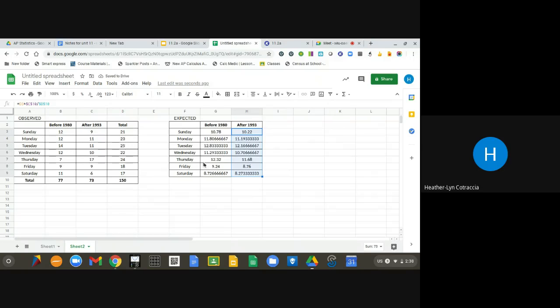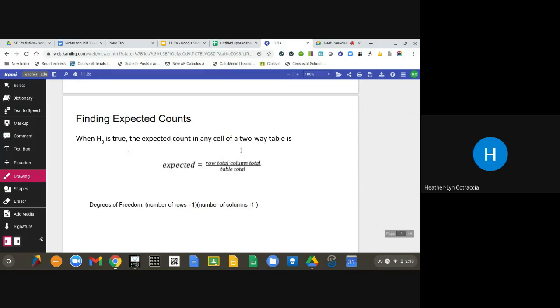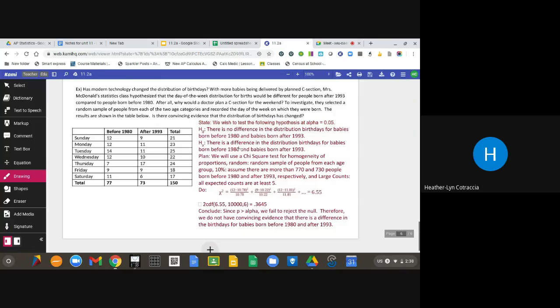Okay, so now we did that to find our expected values. Again, you can do that by hand. If nothing I just said makes sense, do it by hand. That's fine too. So that gave me all of those expected values, and they are all at least 5. So that meets the large counts condition because all expected counts are at least 5.